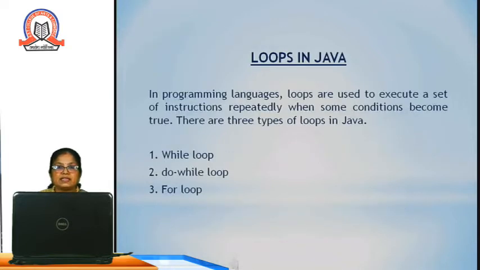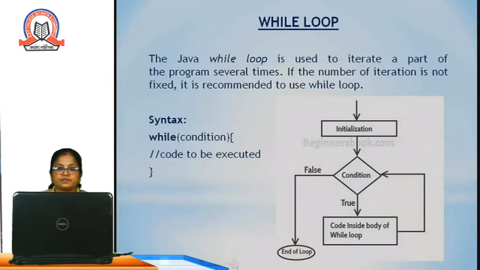Now the next statements are the loops. It is a very important concept of Java. In programming languages, loops are used to execute a set of instructions repeatedly when some condition is true. There are three types of loops in Java. First is the while loop, second the do while loop, and third one is the for loop.